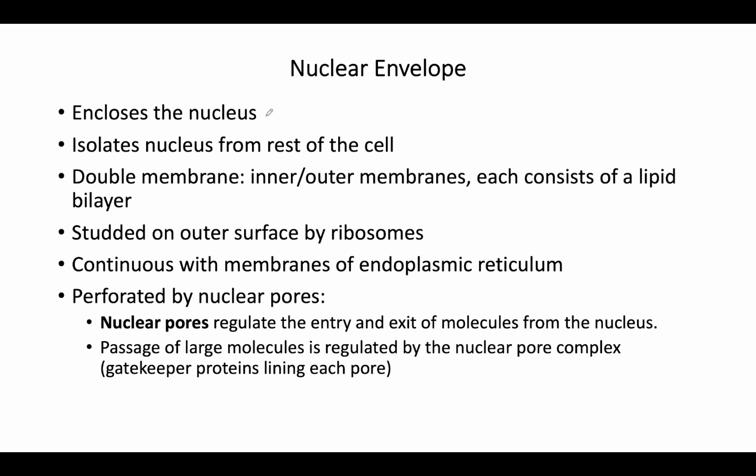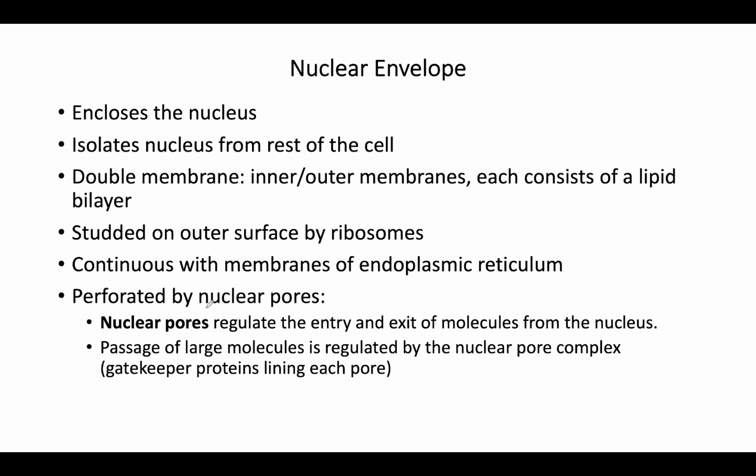The nuclear envelope is studded on its outer surface by ribosomes. Also, the nuclear envelope is continuous with the membrane of the endoplasmic reticulum. Since the nuclear envelope is double, the outer nuclear membrane can extend toward the cytoplasm. It forms the endoplasmic reticulum. Also, the nuclear envelope is perforated by nuclear pores.